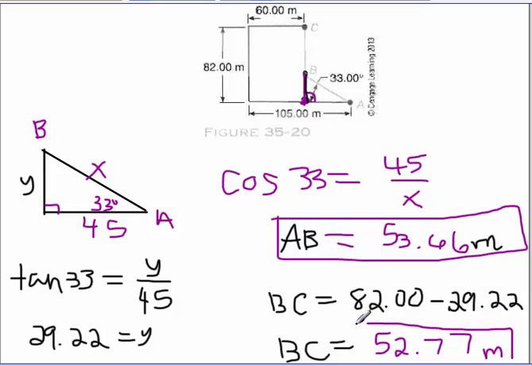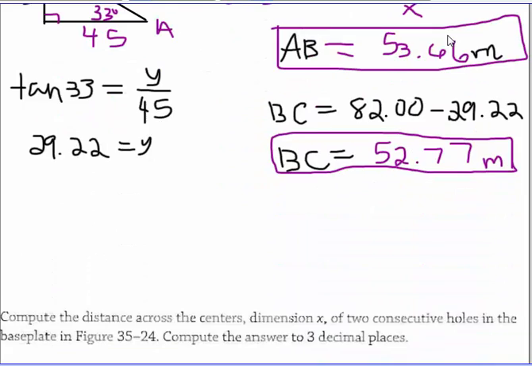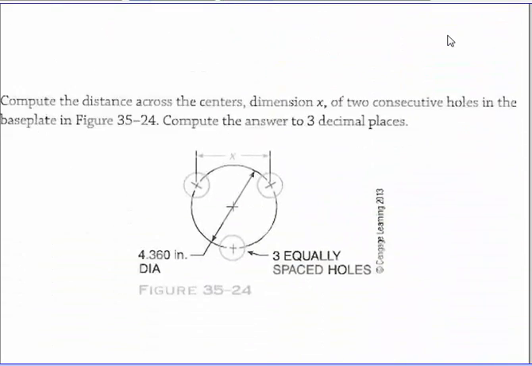It's not too bad, but it is a lot to get used to, knowing that you can draw extra lines. You can create right triangles on any shape if it will help you find the length. Alright, so let's compute the distance across, in centimeters, of two consecutive holes in this base plate. And what they tell us is that each of these holes are equally spaced.